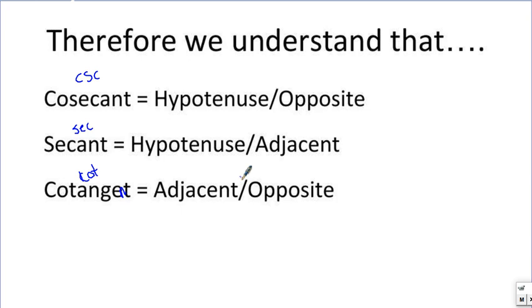Okay, so you need to know which of the original three trig functions these are the reciprocals of. Cosecant is the reciprocal of sine, secant is the reciprocal of cosine, and cotangent is the reciprocal of tangent. So if you know SOHCAHTOA from geometry, and you know which original trig function each reciprocal one goes with, you can just flip the fraction over and then you have your answer.